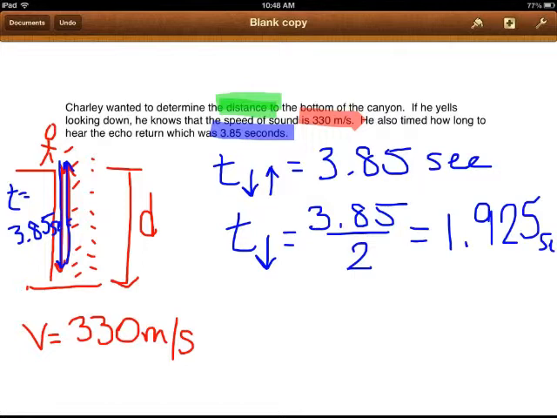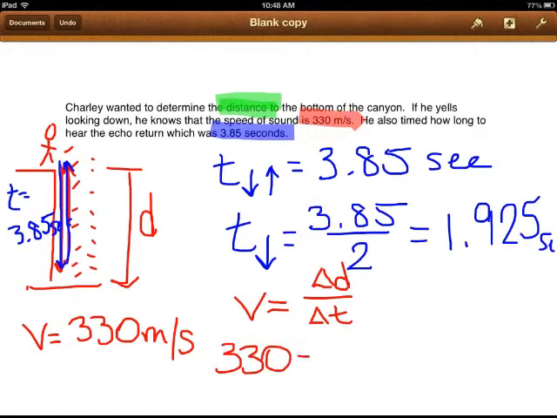So now we know that. Now we're trying to find distance. We know the formula we need is velocity is equal to the change in distance over the change in time. We know velocity is 330. We know distance is what we're hunting. We know the time is 1.925.